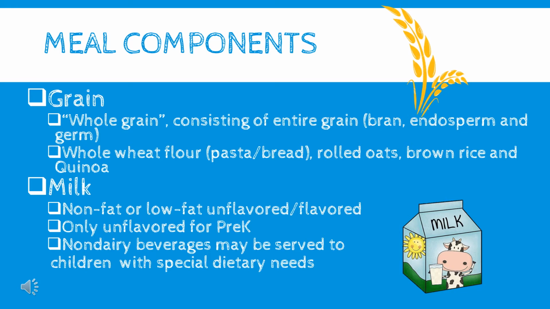The grain component must be whole grain, consisting of the entire grain, the bran, endosperm, and germ. Whole grains provide fiber, B vitamins, iron, and magnesium. Whole wheat flour, such as pasta and bread, rolled oats, brown rice, and quinoa are all examples.